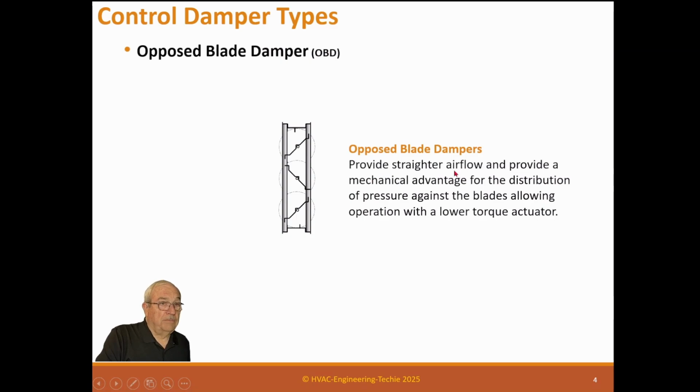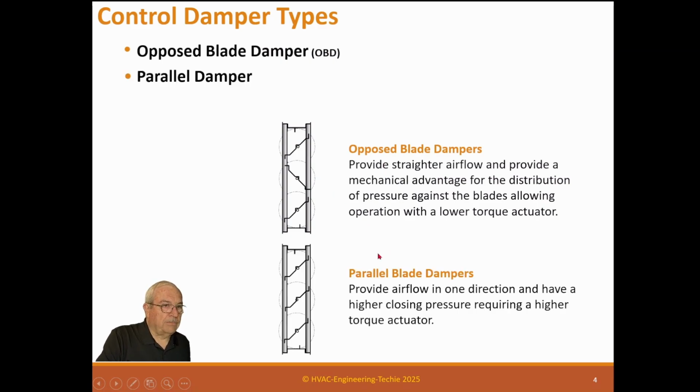Opposed blade dampers provide straighter airflow and provide a mechanical advantage for the distribution of pressure against the blades, allowing operation with a lower torque actuator. So you can tell, if the air is coming this way, as this blade closes, this is causing pressure because it's trying to back up this pressure. But at the same time, as this closes, it's pushing against this one, which is helping it close. So you get a pressure force this direction, and a pressure force this direction. So that's why an OBD takes a slightly smaller actuator than a parallel blade.